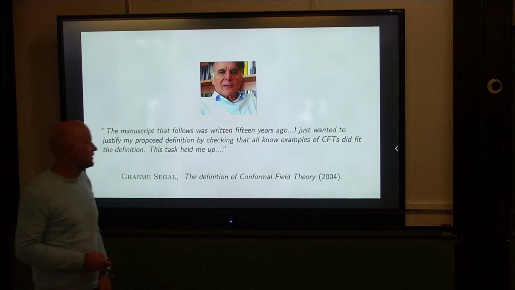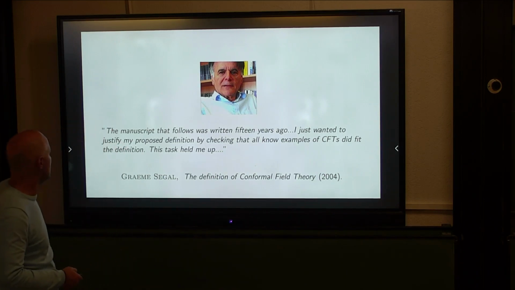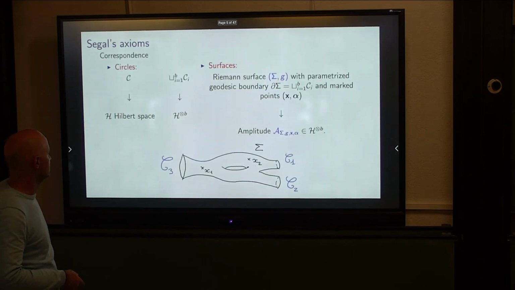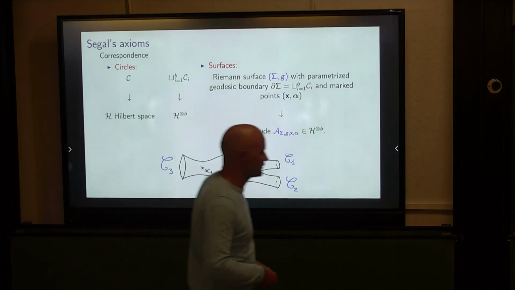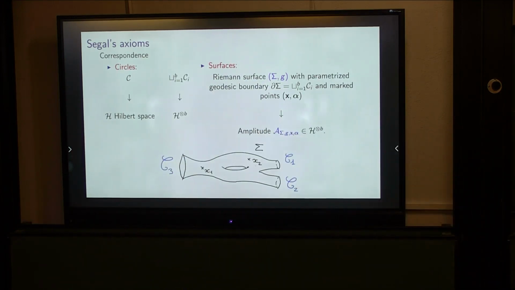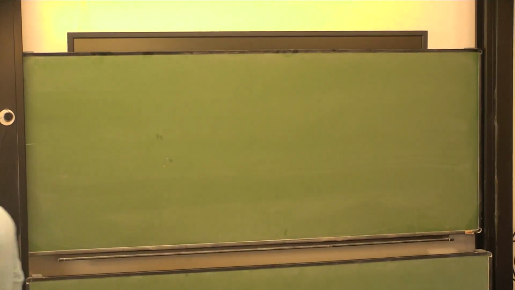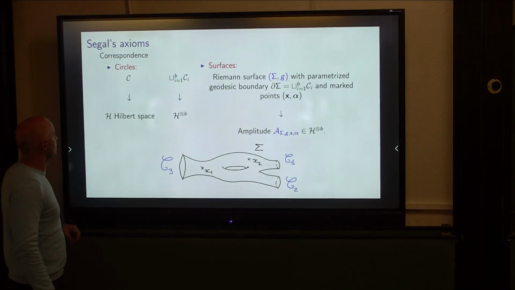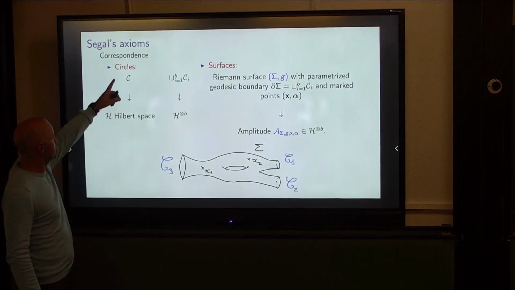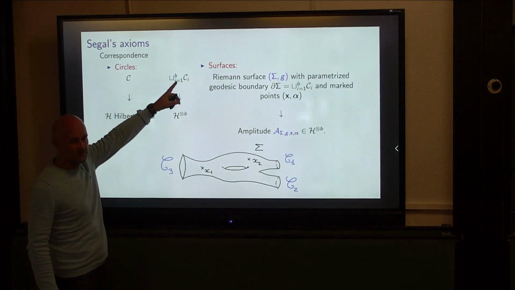I'm going to explain a little bit what this approach by Segal is. So, Segal's approach to CFT is, well, a correspondence. Correspondence means that it's a correspondence between two categories. In the first category, you have circles and disjoint unions of circles.